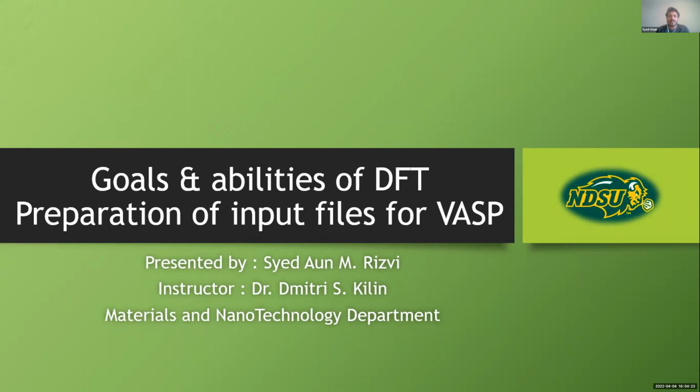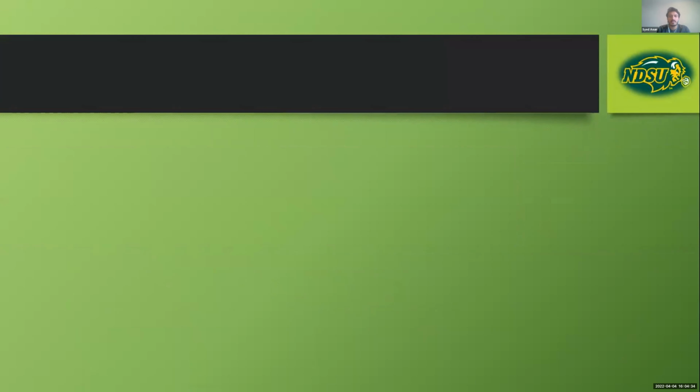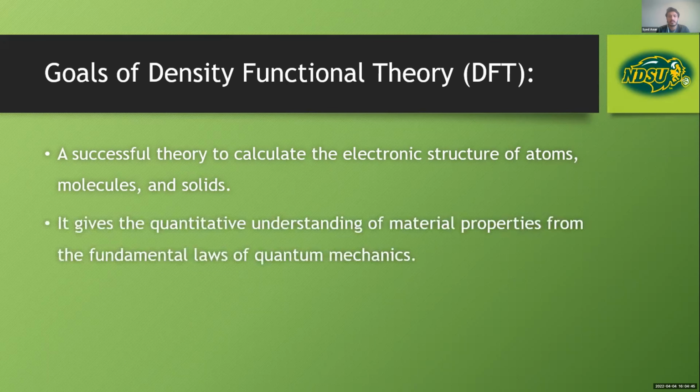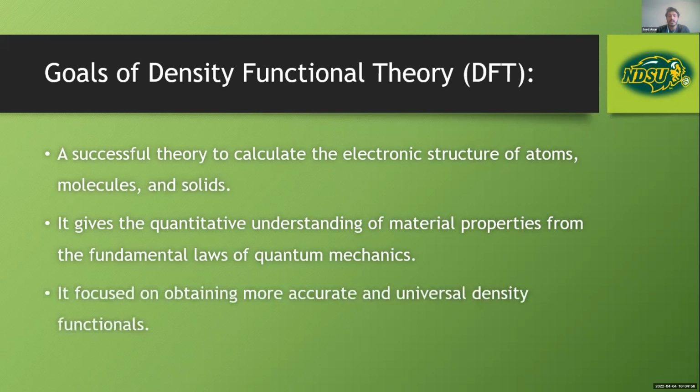Hi everyone. Today I am going to present on the goals and abilities of DFT and the preparation of the input files for VASP. Starting with the goals and abilities of DFT: it is the theory we use to find the electronic structure of atoms, molecules, and solids. It also gives us a quantitative understanding of material properties, such as optical properties, heat, and geometry optimization, as we did in our lab. The basic goal of this theory is that it gives more accurate results compared to other theories, such as Hartree-Fock theory.